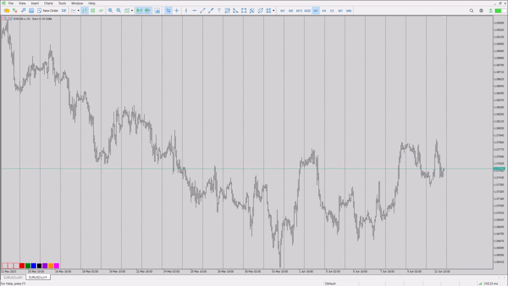Hello traders, today we want to analyze Euro USD. Let's look at the chart. This is a 1 hour chart. There is no indicator in this chart, so we want to analyze only price action.